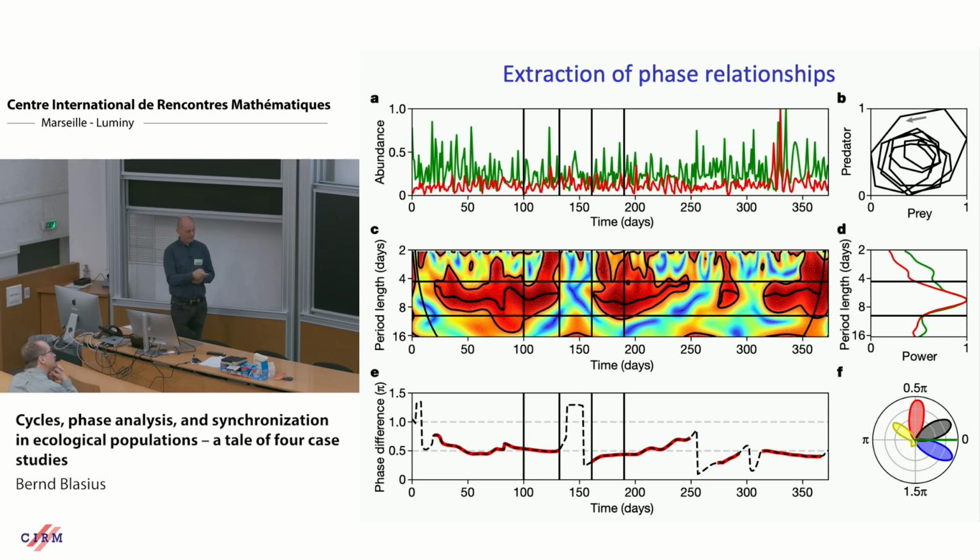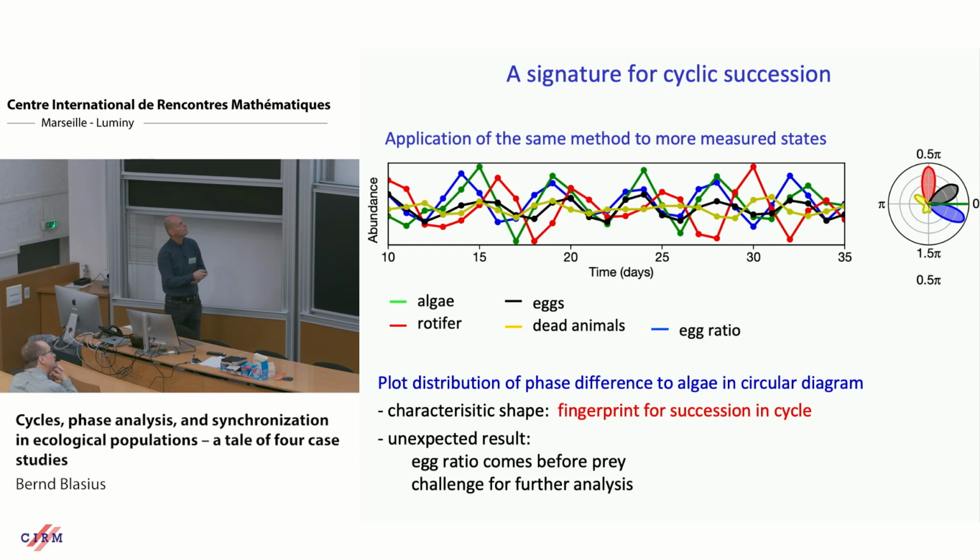But we have also the other life stages. We have here the eggs, we have the egg ratio, the dead animals, this is how they look. And so we can also make the same analysis for the other variables. And then we have here the circular histogram. Always, what's the phase relation of different stages in the cycle to the algae?